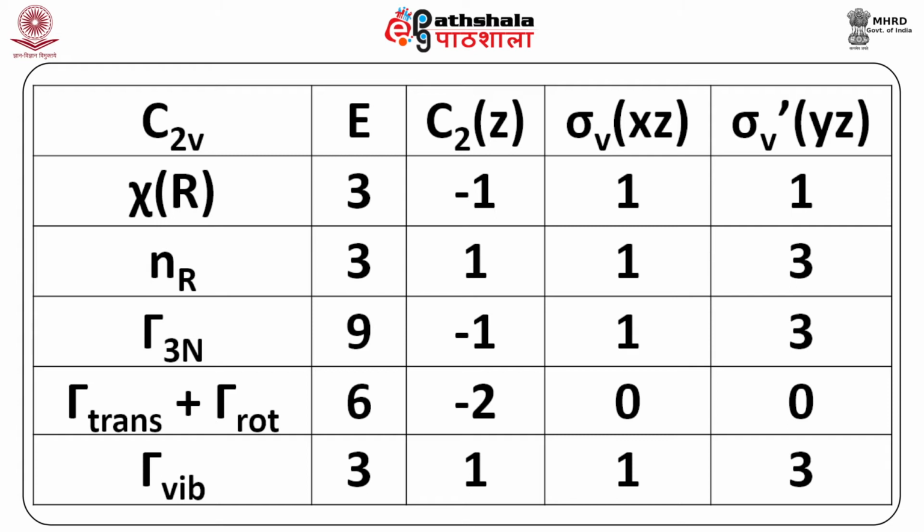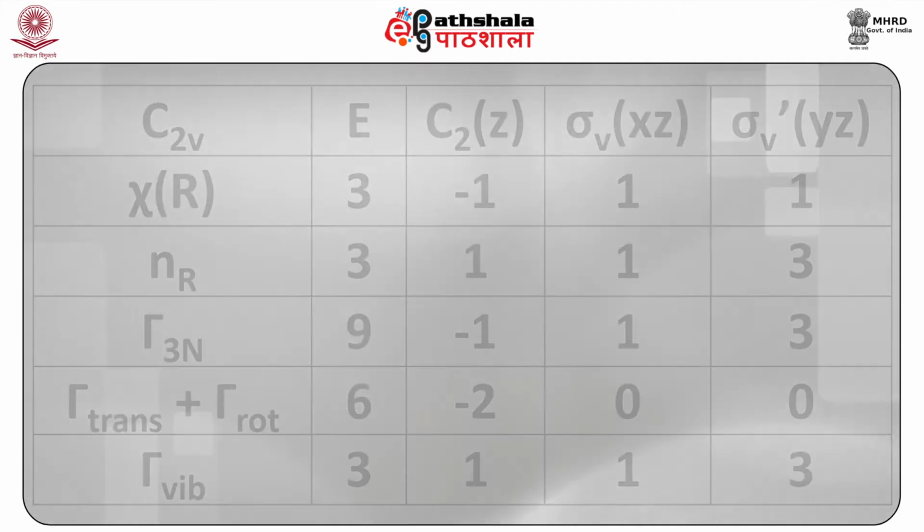We multiply the first row by the second row, so we get 9, -1, 1 and 3, and out of this we subtract translation and rotation to get the vibration. How have we done this? Multiplication of the number of unshifted atoms by the character of the corresponding symmetry operation gives the 3n dimensional representation.